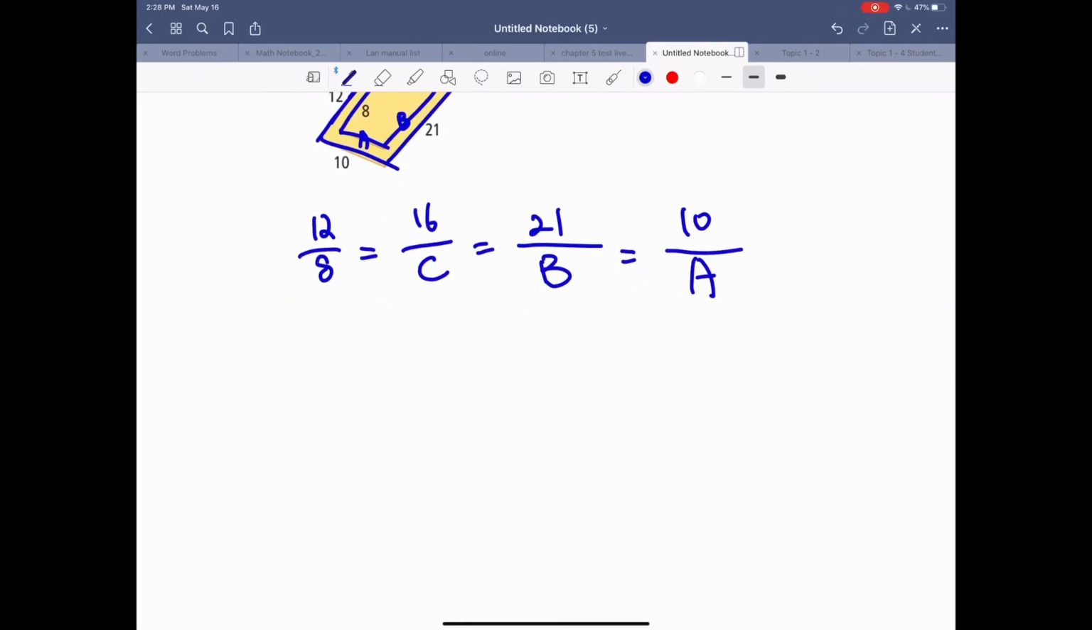So just use cross multiplication. 8 times 16 will give you 12C. Let's deal with C first. Then just calculate it. Move the 12 to the other side and calculate C. Do the same for these two and add A, B, C, and 8 together. You can get the answer.